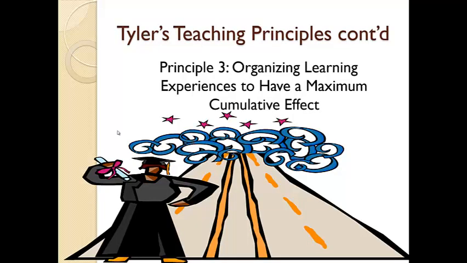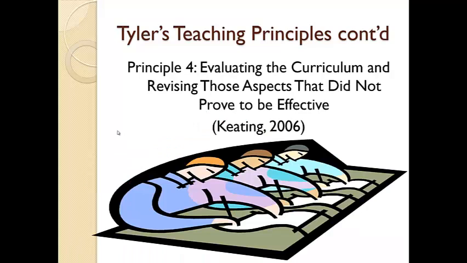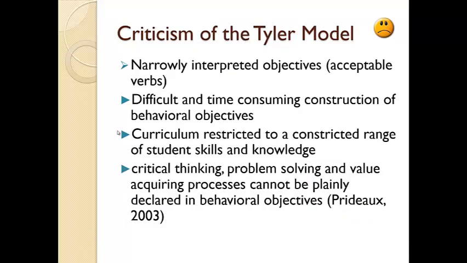Principle number 3, organize learning experiences to have a maximum cumulative effect. Year after year, lesson after lesson, grade after grade, and so forth. And then finally, evaluate the curriculum and revise those aspects that did not prove to be effective. So there were some criticisms of this model, though, okay? One of them was that the learning objectives are too narrow in their scope, difficult and time-consuming constructing the behavioral objectives, curriculum restricted to a constricted range of student skills and knowledge, and critical thinking, problem solving, and the value acquiring processes cannot be plainly declared in behavioral objectives.